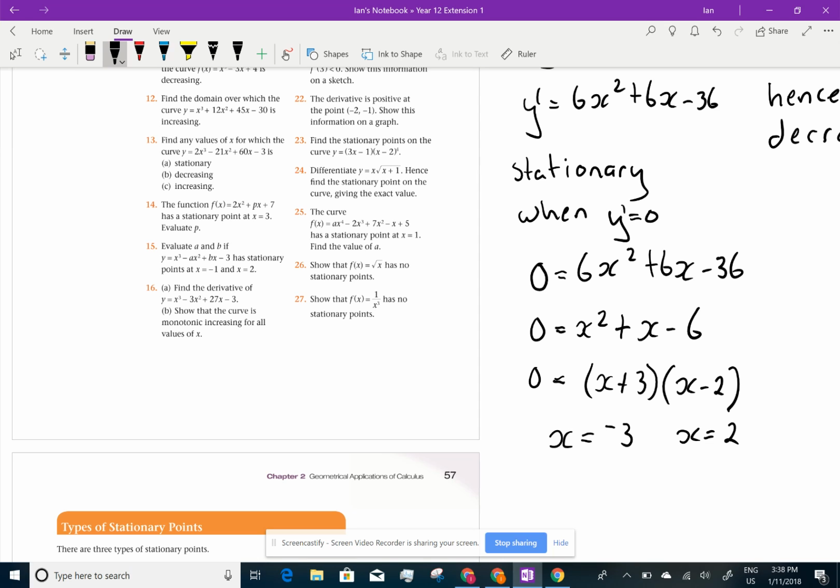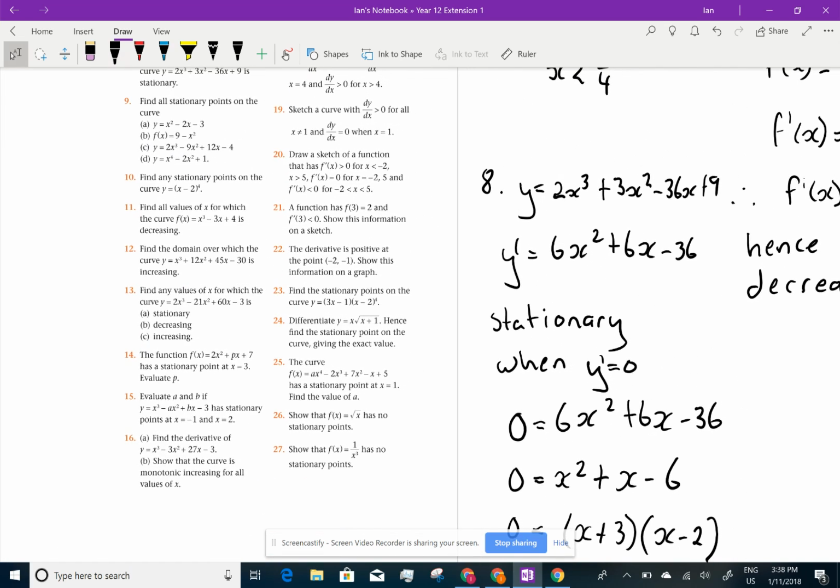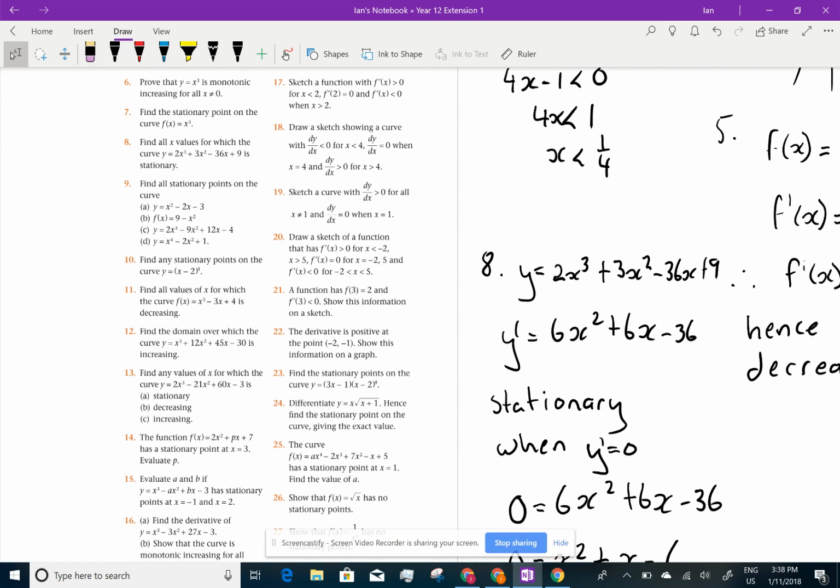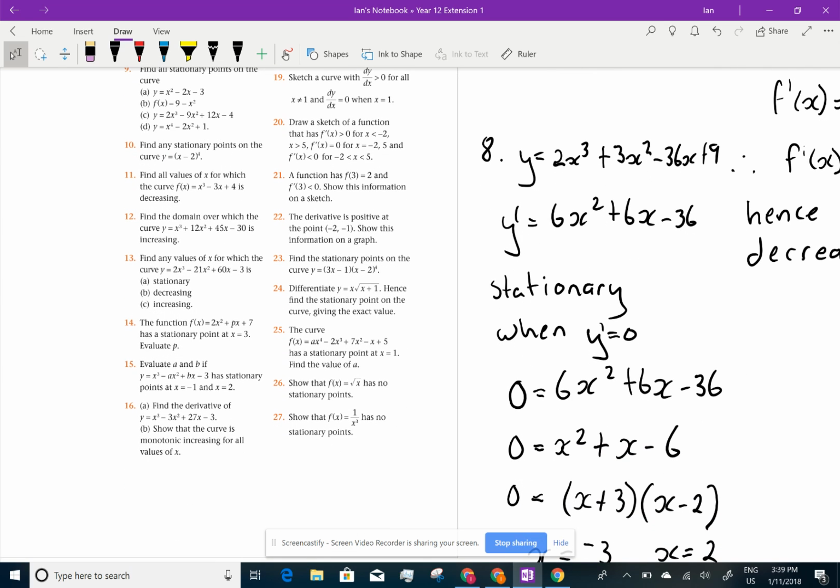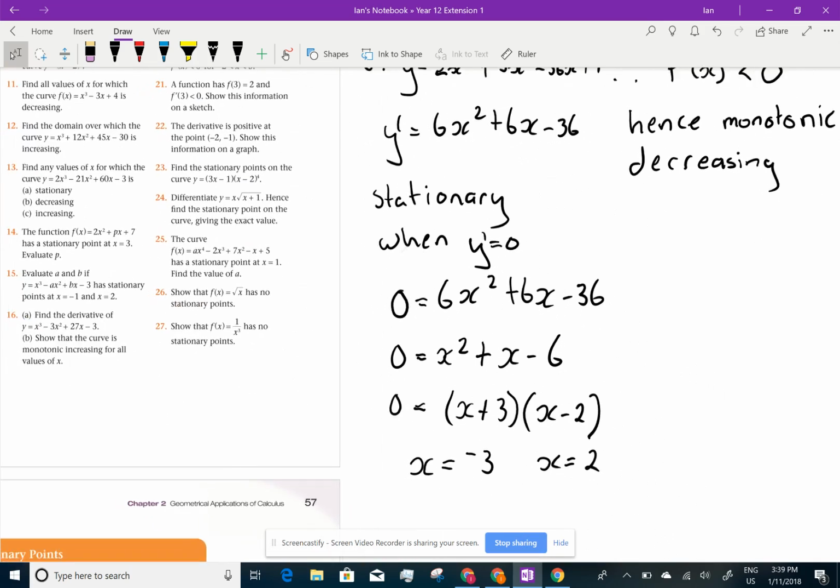Yeah, x equals -3, x equals 2. Okay, let's jump a few. So what are they going to be asking you? They're just going to ask you to find the stationary points, find where it's increasing, find where it's decreasing. So we'll go along here and we'll have a look at question 15.